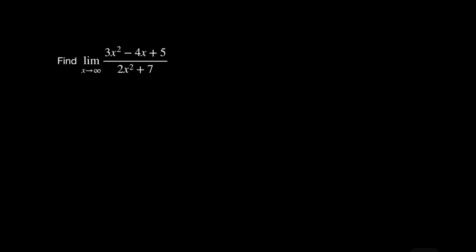Find the limit as x goes to infinity of 3x squared minus 4x plus 5 all over 2x squared plus 7. If I try to plug the infinity in for x, I'm going to end up with infinity divided by infinity. And that is indeterminate, just like 0 over 0 is indeterminate. So this means we're going to have to do a little bit of algebra to try to find this limit.